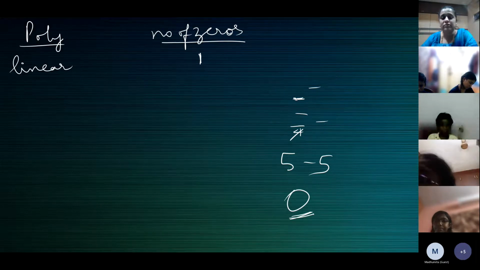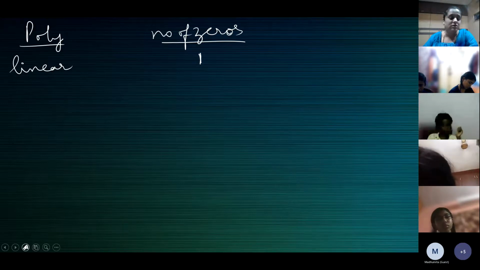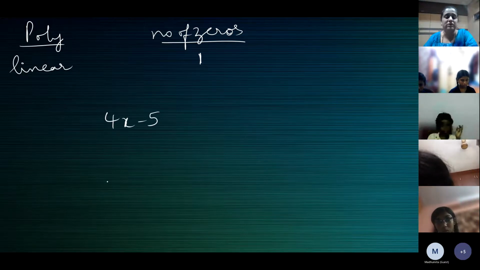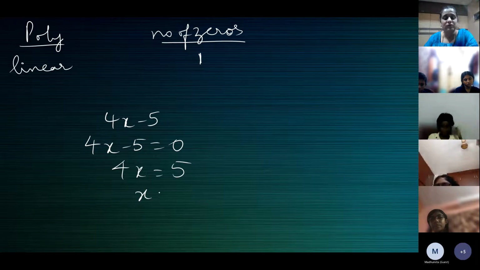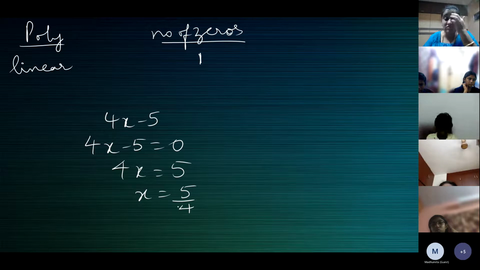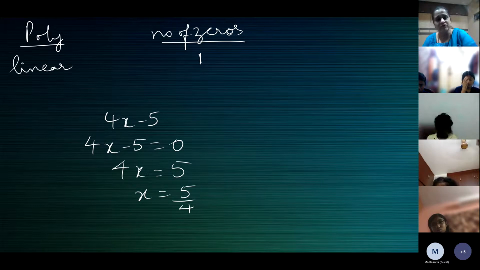You're given a linear polynomial. To find its zero, you have to equate it to 0. So we considered the linear polynomial 4x minus 5, and we equate it to 0 and solve. So 4x is equal to 5, x is equal to 5 by 4. Now, 5 by 4 is called the one and only zero of the linear polynomial 4x minus 5. For different polynomials, zeros are different.